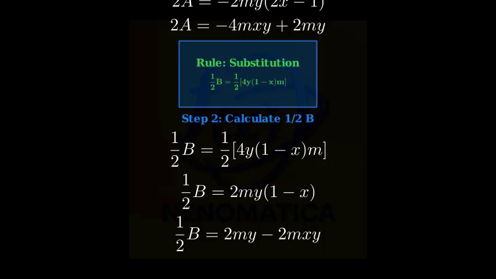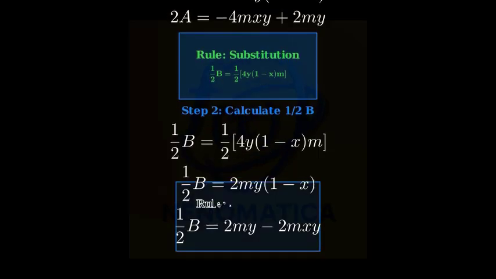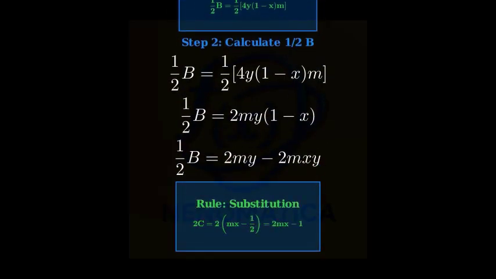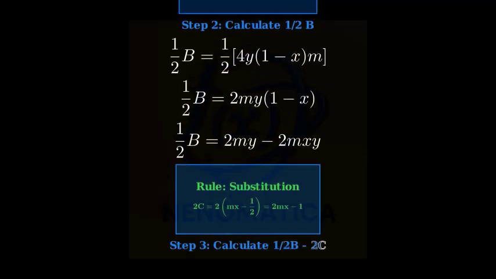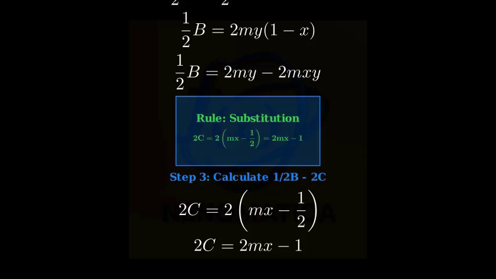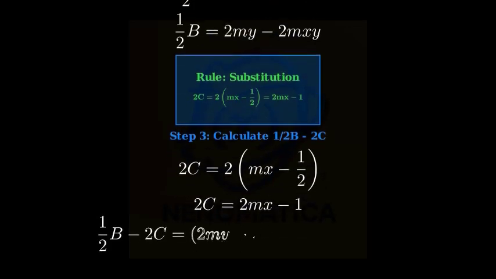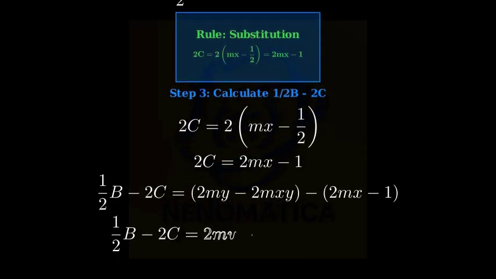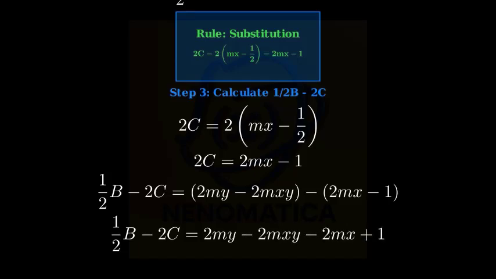Now, we'll find 1/2 b minus 2c. We need to calculate 2c first, and then subtract it from 1/2 b. 2c equals 2 times the quantity mx minus 1/2. Distributing, we get 2mx minus 1. Now we can form 1/2 b minus 2c. We take our expression for 1/2 b, which is 2my minus 2mxy, and subtract 2mx minus 1, which gives us 2my minus 2mxy minus 2mx plus 1.